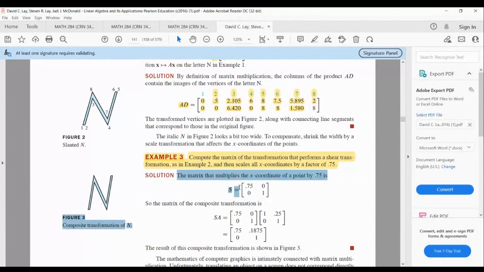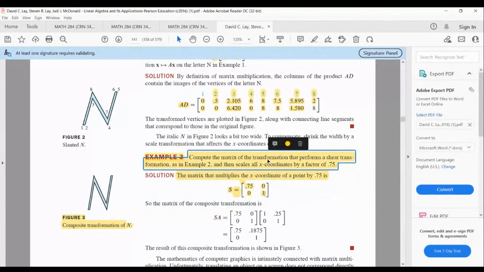Well, the matrix that multiplies the x coordinate by 0.75. So now the matrix of the composite transformation is the product of two matrices. Okay, so it's like you're doing two things at one time.